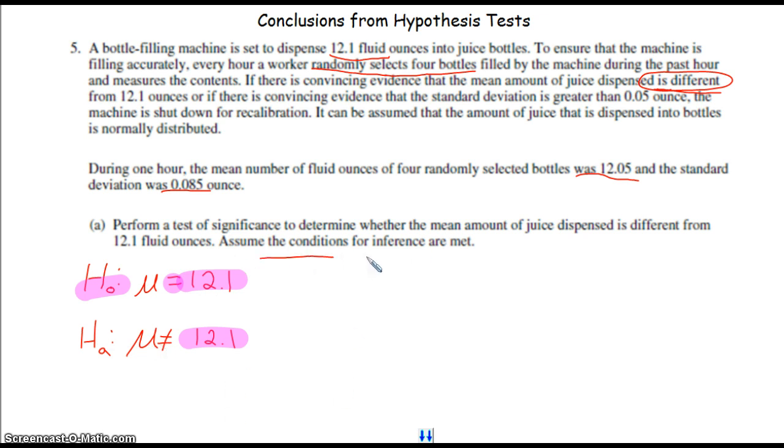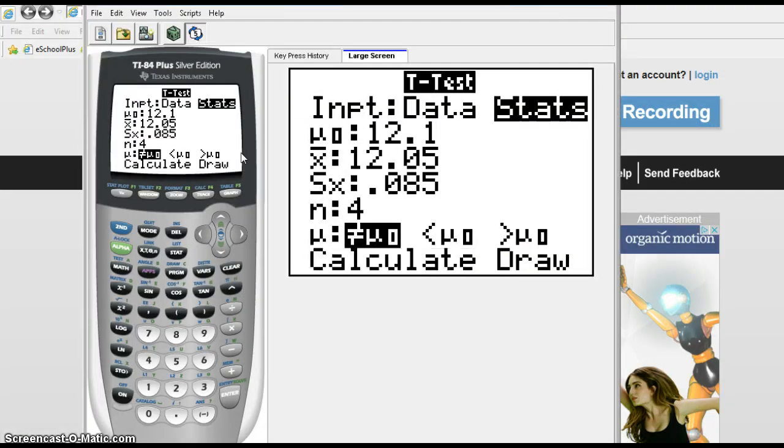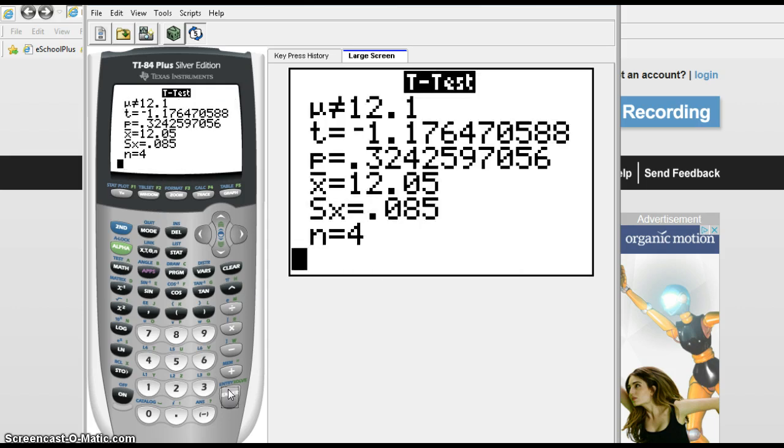Now, this is another key component. The conditions for inference are met. So we're saying it's a random sample. We're saying that this is approximately normally distributed, or the sampling distribution is. So we're good to go with that. So what we can do now is actually run the test. And I went ahead and already put this into our calculator. And you can see here, I'm using a TI-84. And we're using 12.1 for mu, 12.05, sample standard deviation, n equals 4. We're doing not equals to, and we're going to go ahead and calculate it.